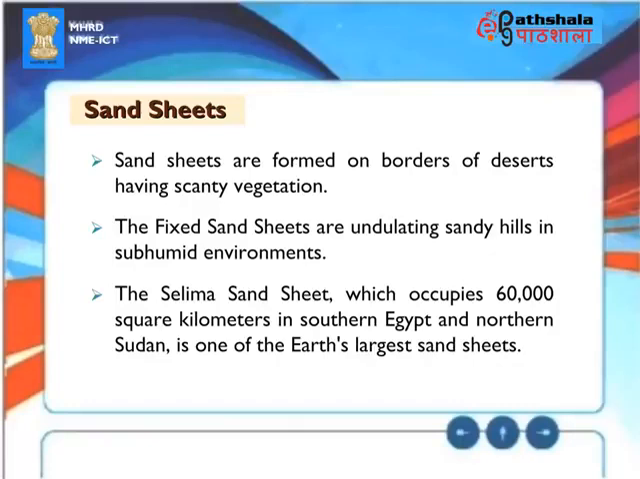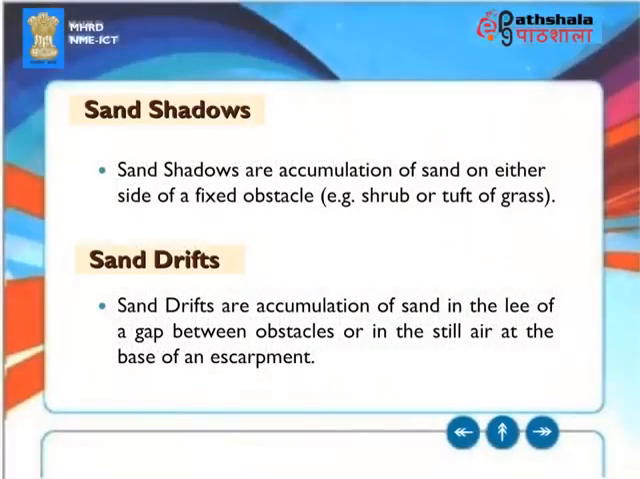The Selima sand sheet, which occupies 60,000 square kilometers in southern Egypt and northern Sudan, is one of the Earth's largest sand sheets. Sand shadows. Sand shadows are accumulations of sand on either side of a fixed obstacle, for example, a shrub or tuft of grass. Sand drifts. Sand drifts are accumulations of sand in the lee of a gap between obstacles or in the still air at the base of an escarpment.